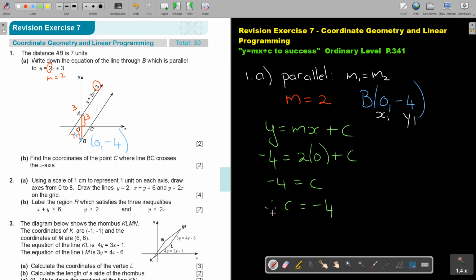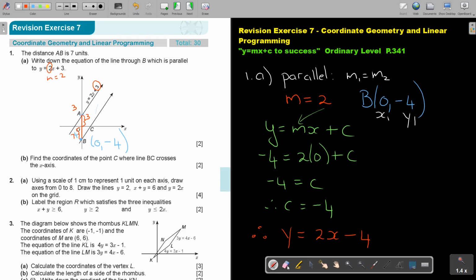And if I substitute both in, this one as well as this one, so I'm getting that therefore y is equal to 2x minus 4. And that is my final. So write the equation through B, which is parallel. If it was perpendicular, I would have said it's negative a half. So this is almost just like my helpline. It's just helping me to get that gradient.